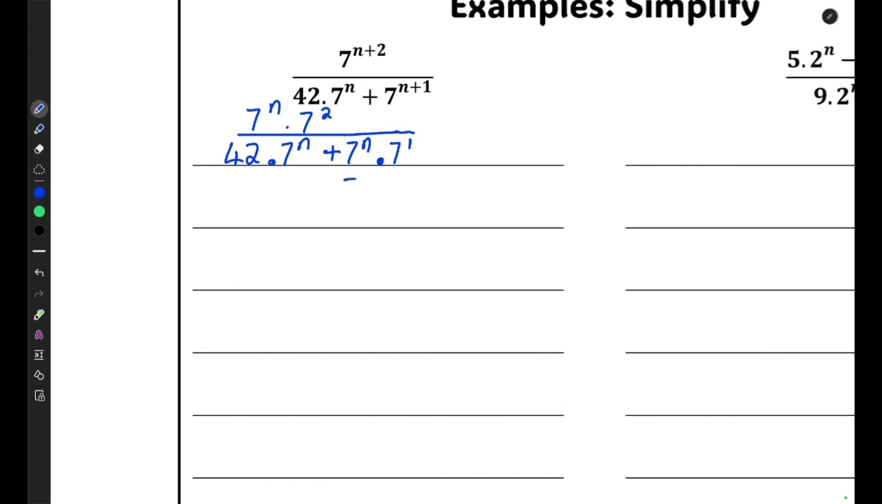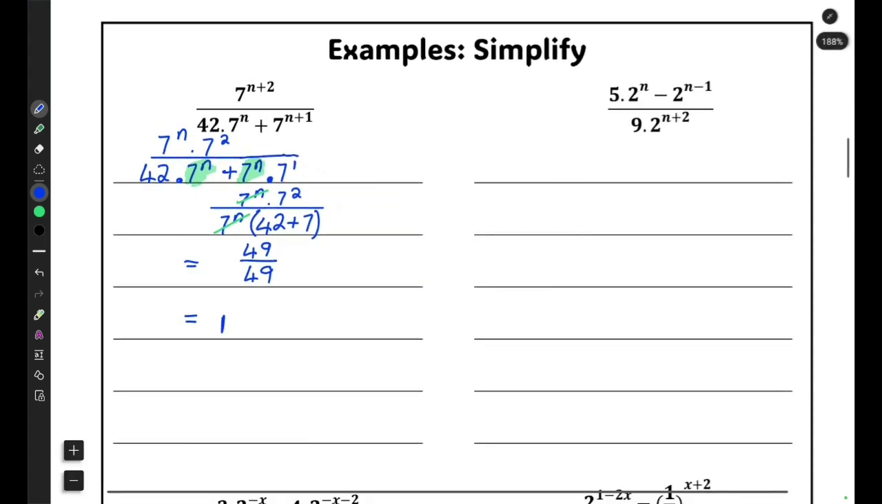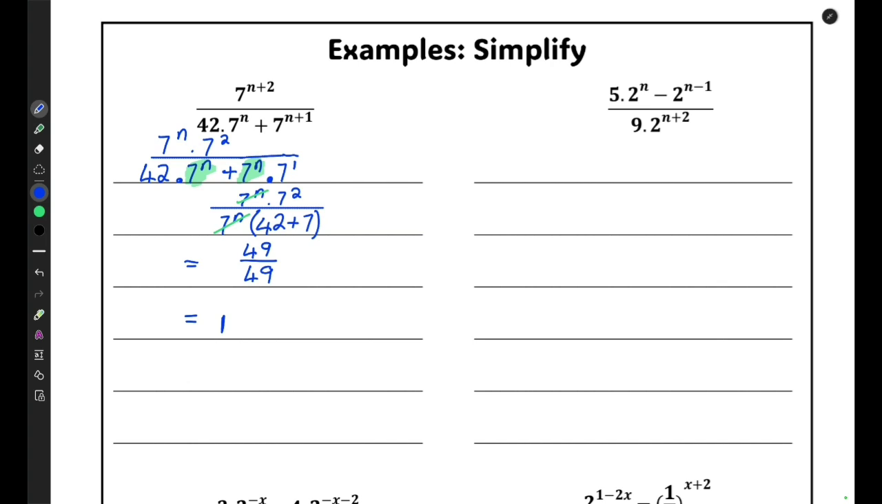So that plus 1, I'm just changing. Now I can see at the top, I can't do much. But at the bottom, I can take out a common factor of 7 to the power n. This one and this one I can take out and write in front. So that's 7 to the power n, and then 42 plus 7 remains. The 7 to the power n's cancel out now, and then I'm left with 7 squared, so 49, over 42 plus 7, which is 49, and then the final answer would just be 1. Is there anything tricky there, guys? Leave me a comment or tell me if something is weird there.